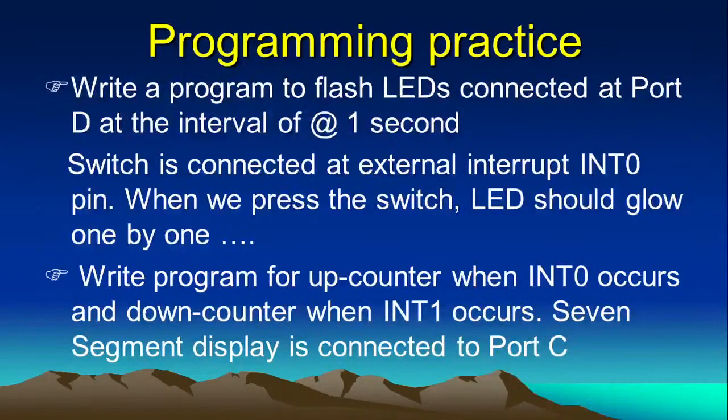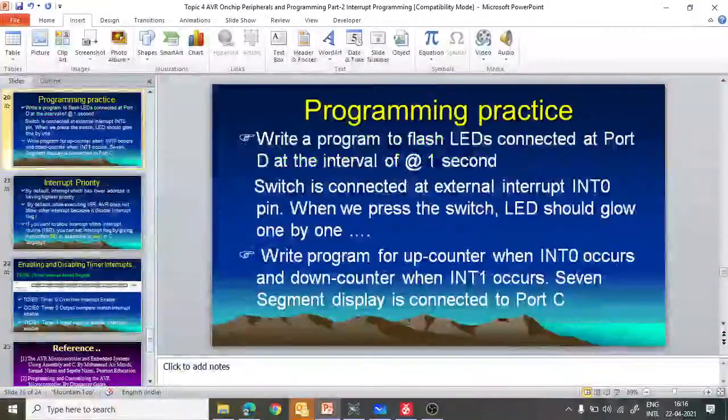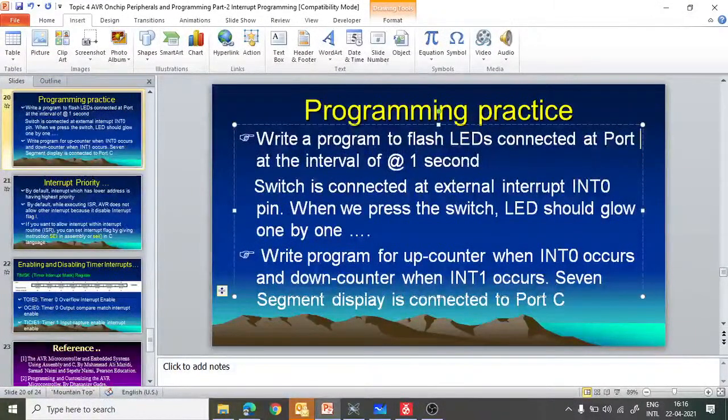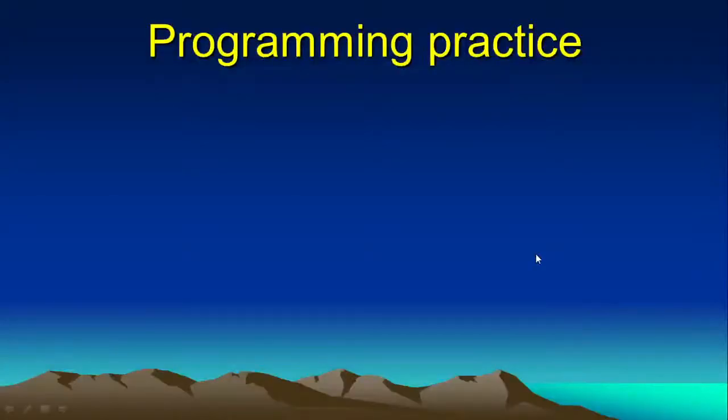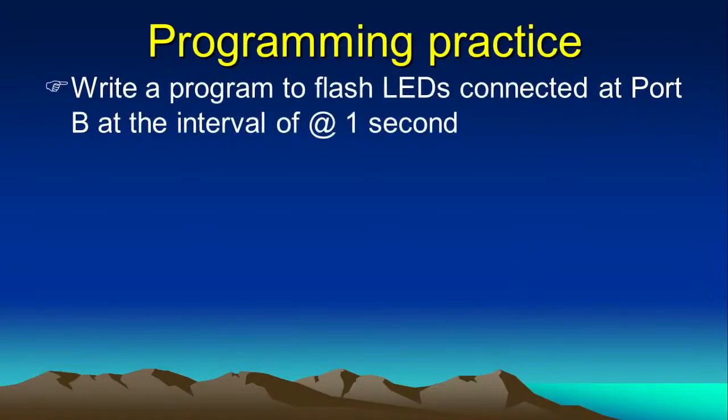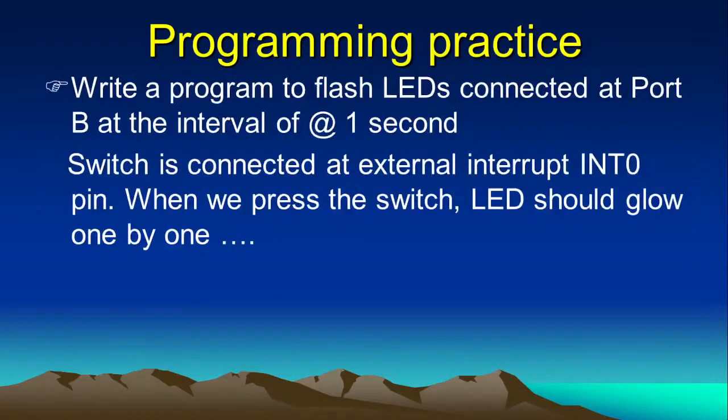Okay, so this is one more exercise for all of you. Write a program to flash LEDs connected at port D at an interval of 1 second. I have to change this port because port D also has the PD2 and PD3 pins as input pins. So instead of port D, let me use port B here. Write a program to flash LEDs connected at port B at an interval of 1 second. A switch is connected to external interrupt 0 pin.